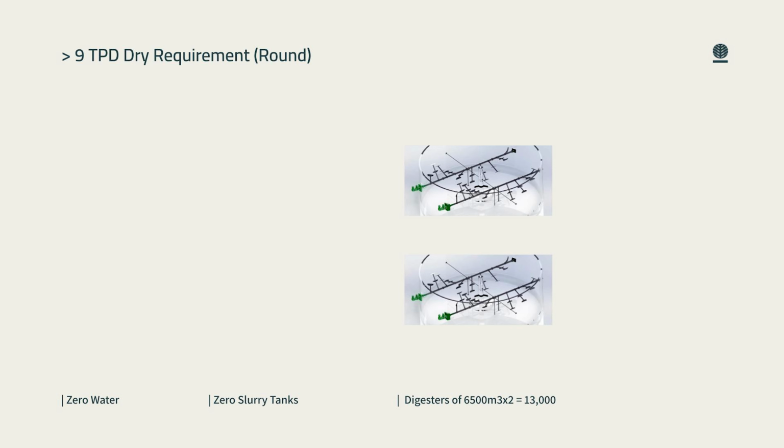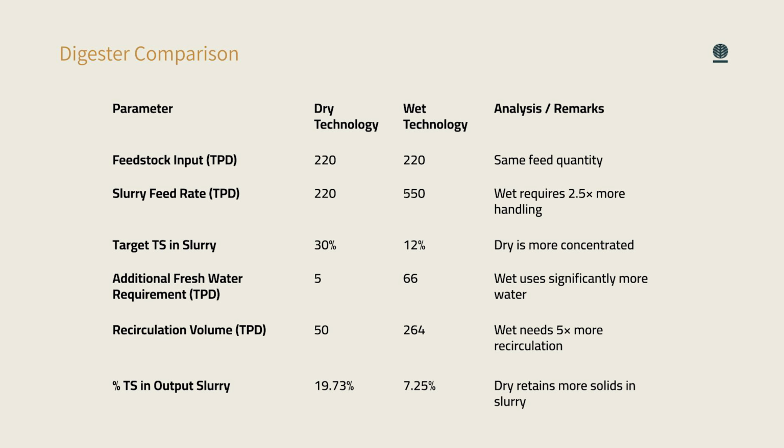Let's see in the next slide what happens. Pretty much it is very clean. There is no requirement of water, so there is no requirement of slurry tanks. Now it's just two digesters with approximately less than half the volume required for a wet digester. So typically, we have made a comparison of both.